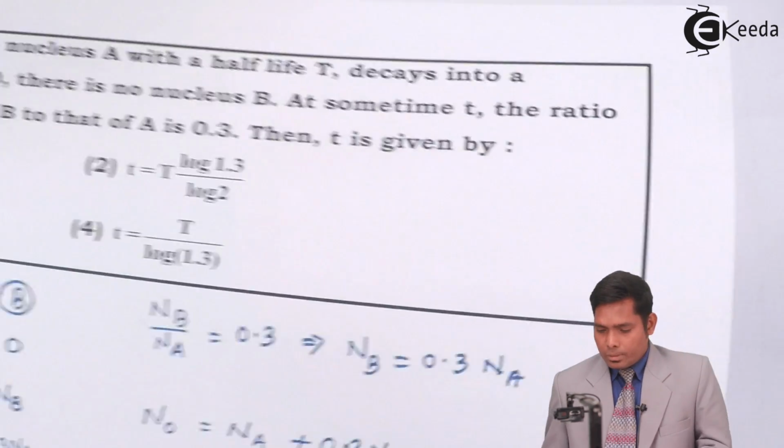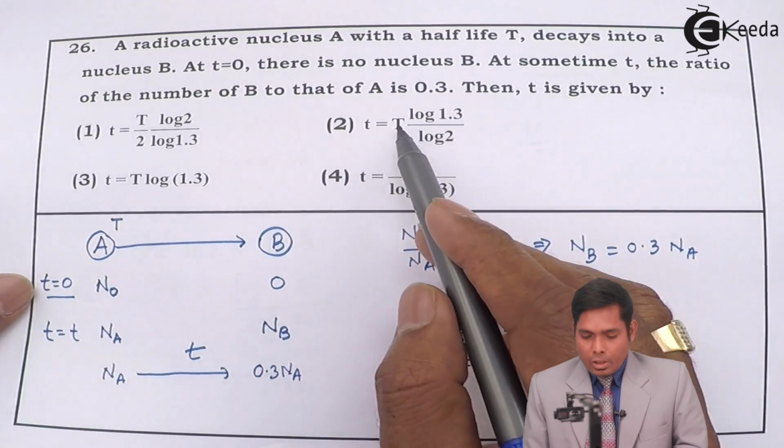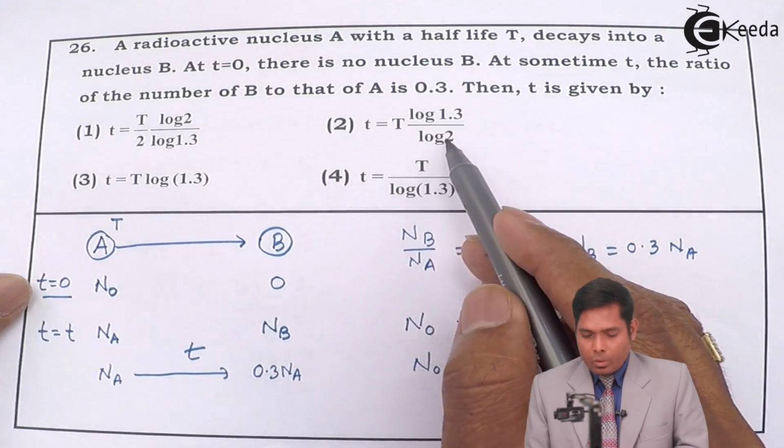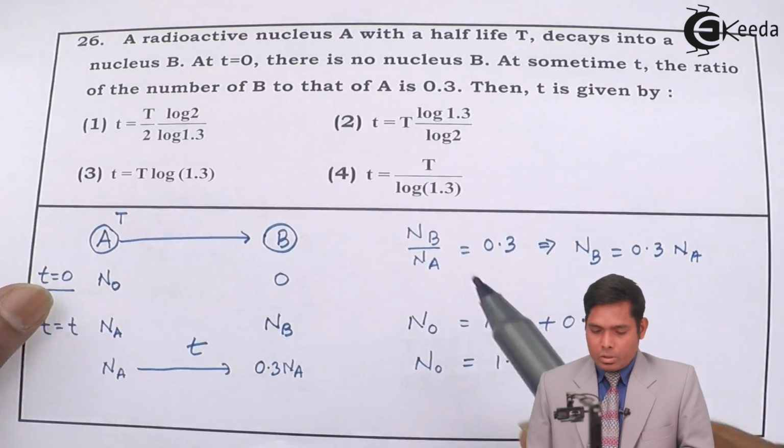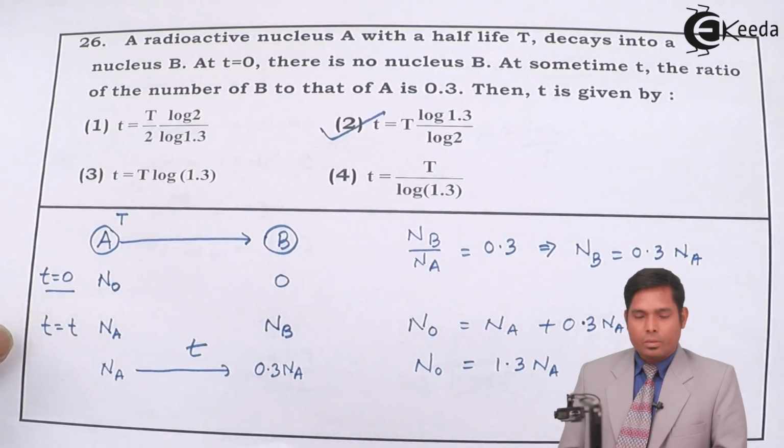You should see the option: T log of 1.3 divided by log 2. So this is the correct answer. Okay, thank you.